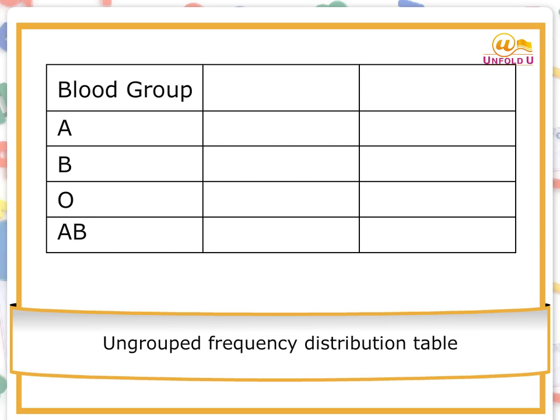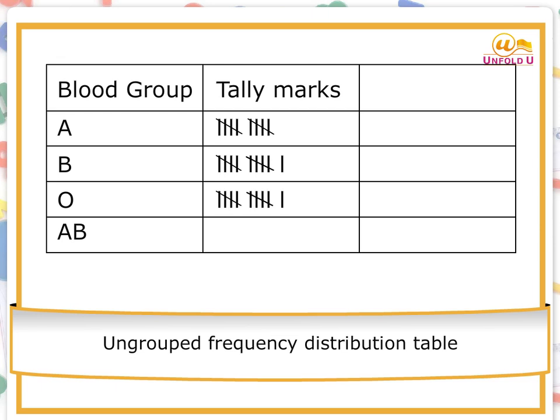In the second column, write tally marks in the first row. From the observation of data, we find that there are 10 students with blood group A, so make 10 lines in the second row. To make it easy, we draw the fifth line across the 4 lines. In the same way, mark 11 lines for blood group B in the third row. Again, mark 11 lines for blood group O in the fourth row and 3 lines for blood group AB in the fifth row.